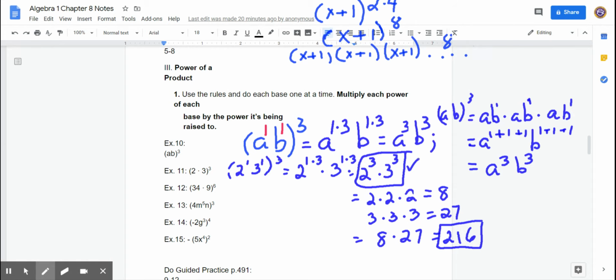Example number 12 is 34 times 9 to the 6th power. So that's just going to be 34 to the 1 times 6 is 6, and 9 to the 1 times 6 is 6. That's it. I would not ask you to do that one out.